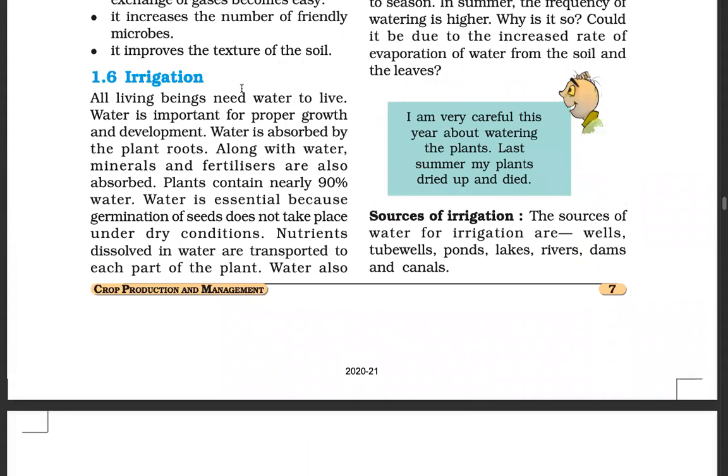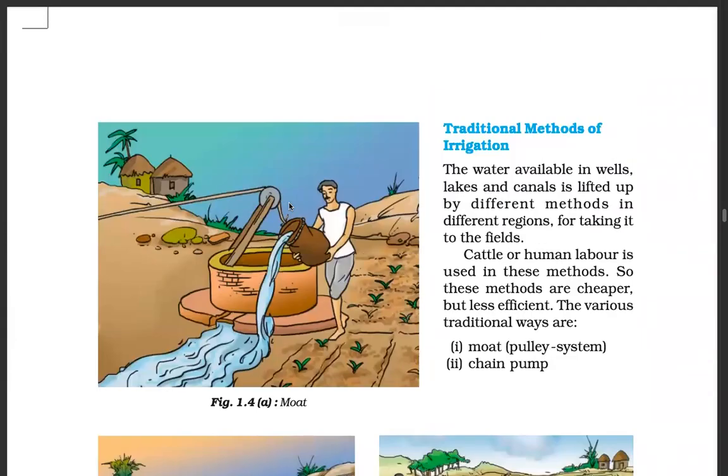Sources of irrigation, you have to write all this. What are the sources? For example, wells, dams, tube wells, ponds, lakes, rivers, canals, etc. Guys, please don't write swimming pools in the sources of irrigation, because a swimming pool is filled by the lake, ponds, wells, or tube wells. Please don't write swimming pools, because I've seen many children writing swimming pools.